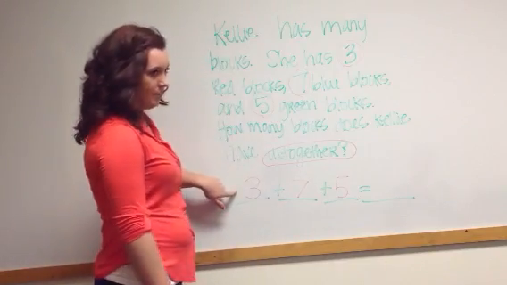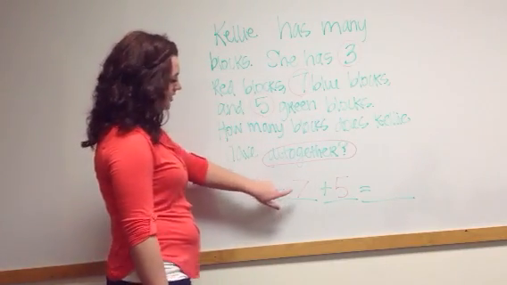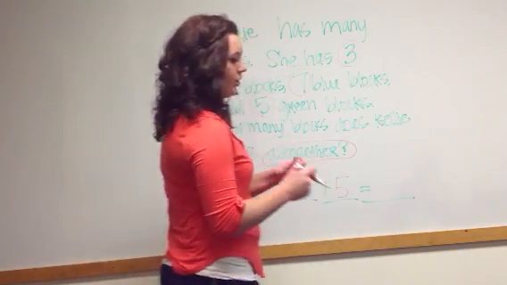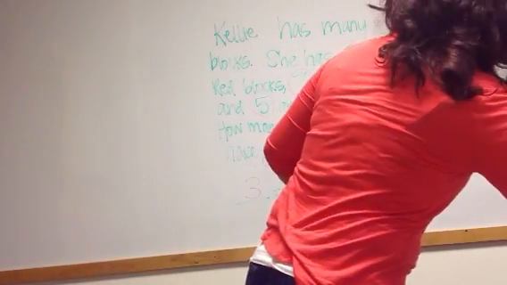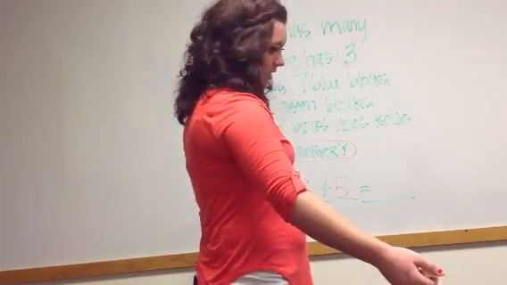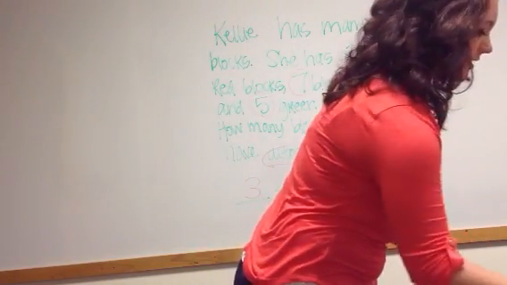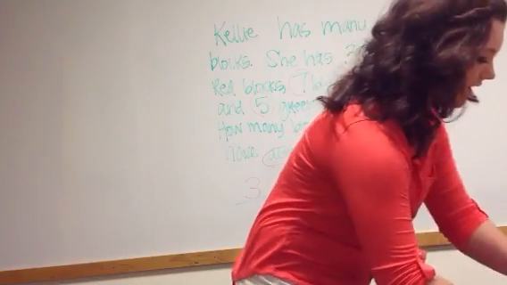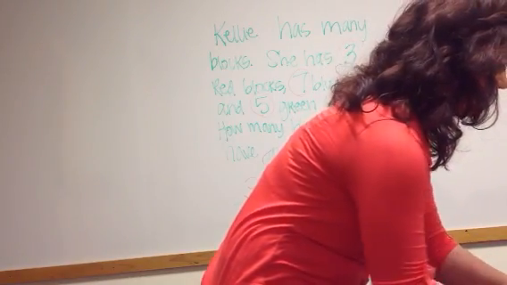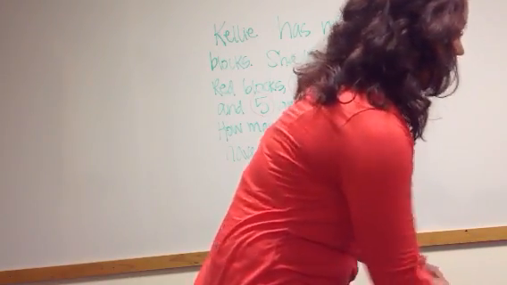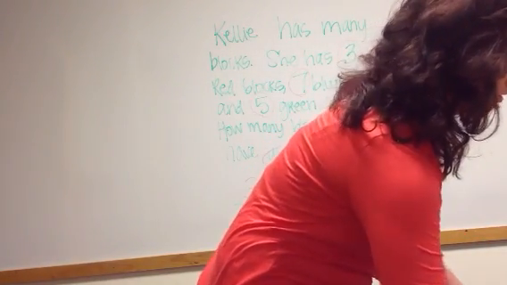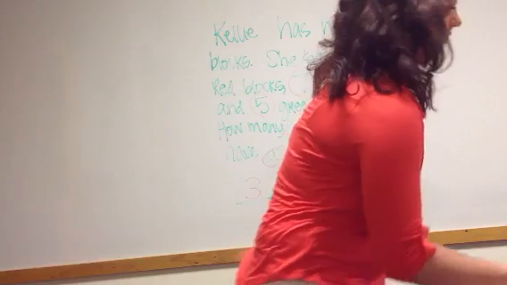So now we've set up our number sentence. 3 plus 7 plus 5. Now we have to find the answer. So we're going to use our counting blocks for that. So get out your counting blocks, and we're going to put 3 in a group. So do that on your desk. And then we're going to put 7 in our next group. 1, 2, 3, 4, 5, 6, 7. And then 5 in our last group. 1, 2, 3, 4, 5.